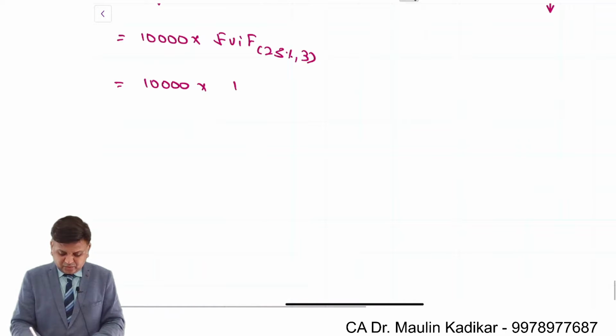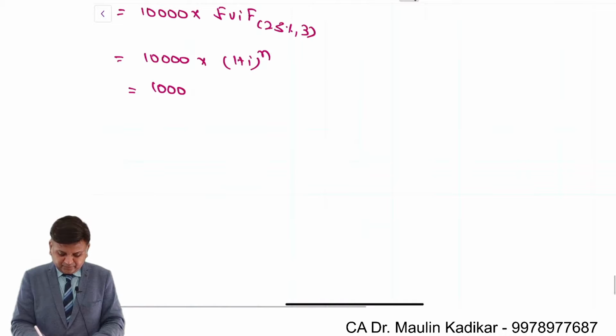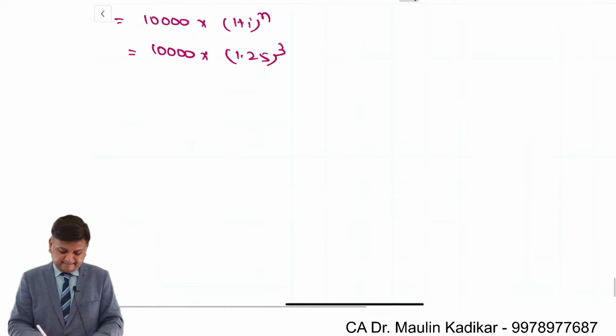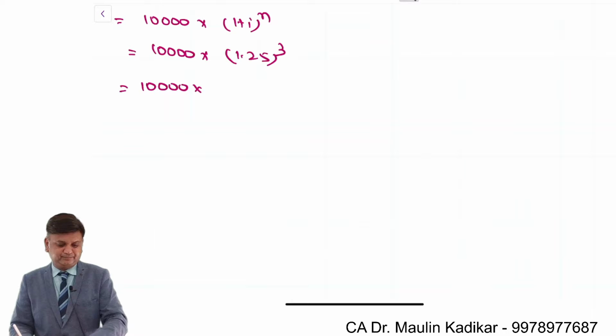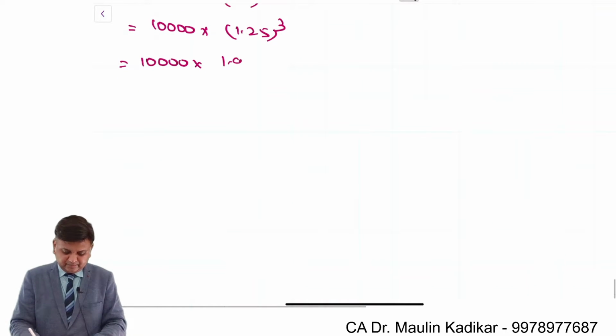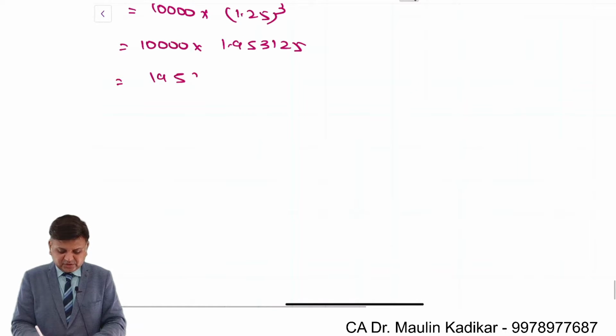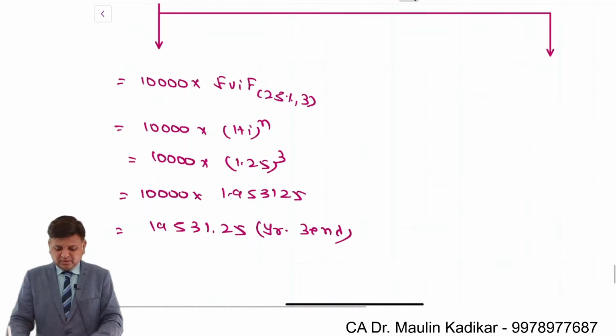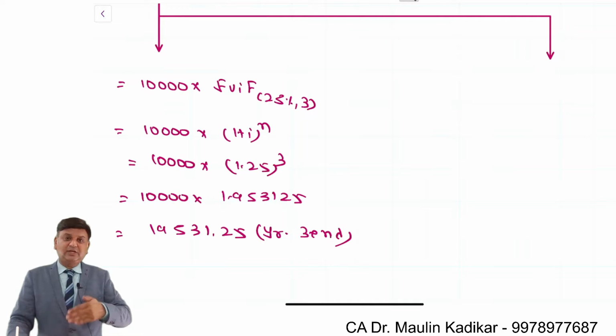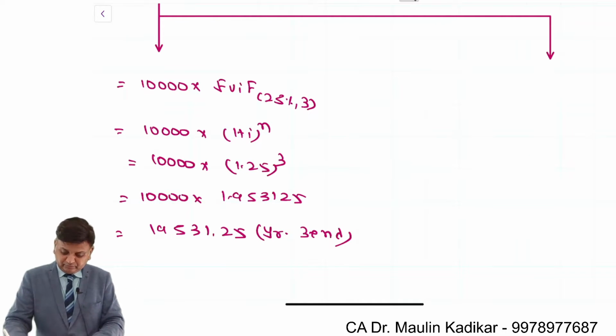So 10,000 into (1 plus i) raised to n, 10,000 into 1.25 raised to 3, 10,000 into 1.953125. So it is 19,531.25. This is year 3 end. So this is the amount that you could have received at the end of the third year.